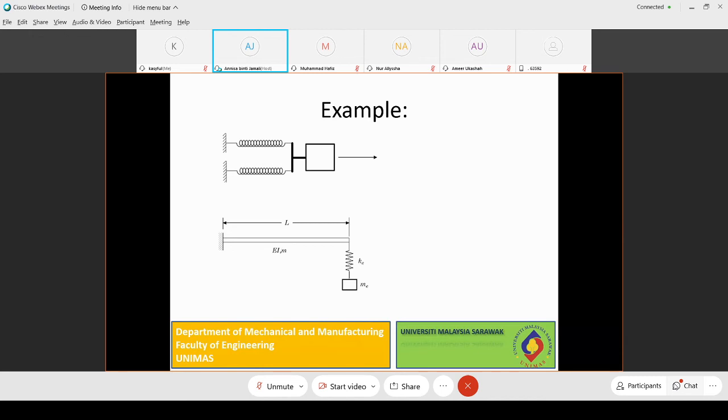The second example here, I think this is pretty straightforward. We have two springs connected to the mass here, so two springs connected in parallel. So your Ke will be equal to K1 plus K2. The third one, we have the deformable structure here.